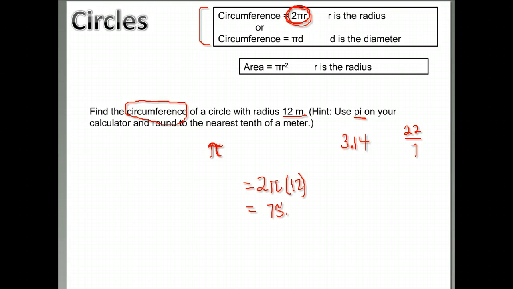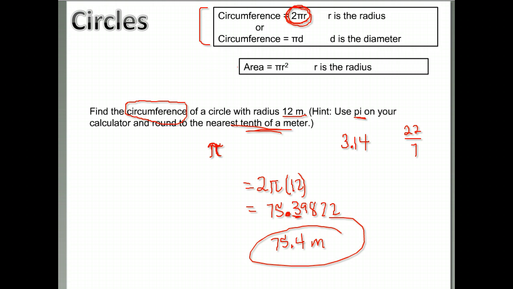Perfect. That is what I get also. So 75.39822, and they want it rounded to the nearest tenth of a meter, so we're going to round to one place after the decimal. So we go 75.4 meters. Now again, circumference is just a distance, so we're not going to have meters squared, we're just going to have meters.